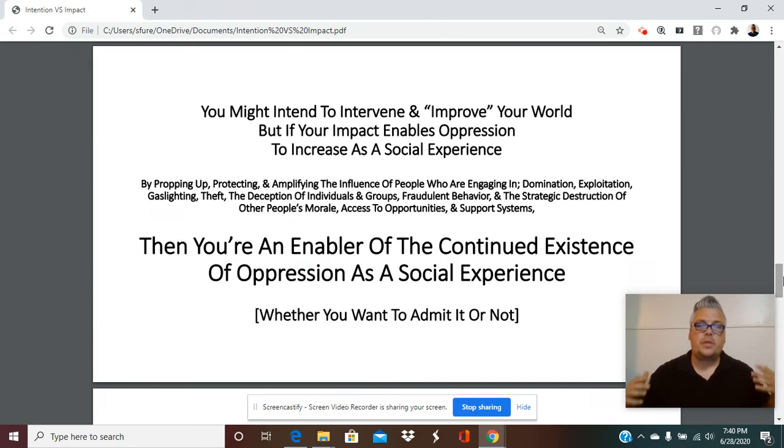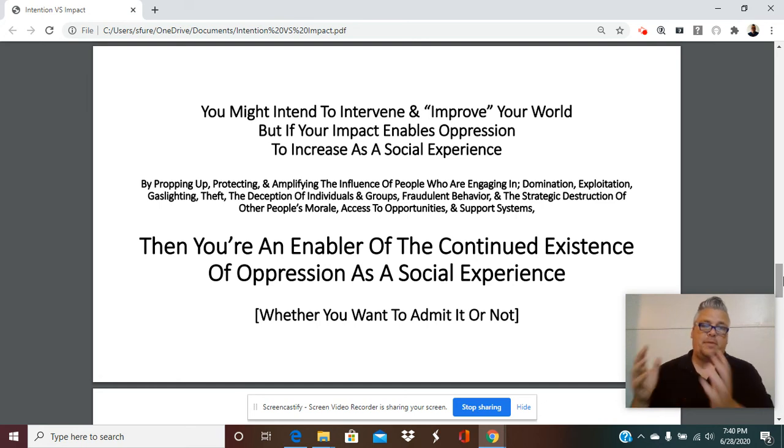For example, you might intend to intervene and improve your world, but if your impact enables oppression to increase as a social experience, then you're an enabler of the continued existence of oppression as a social experience, whether you want to admit it or not. And I give some examples of enabling: typically propping up, protecting, and amplifying the influence of people who are dominating, exploiting, gaslighting, stealing from, deceiving individuals and groups, engaging in fraudulent behavior, and the strategic destruction of other people's morale, access to opportunities and support systems.